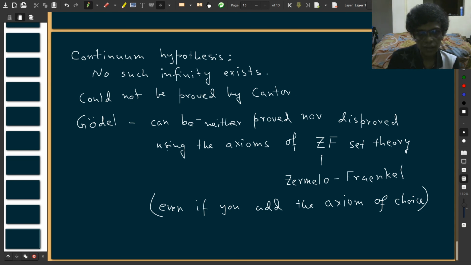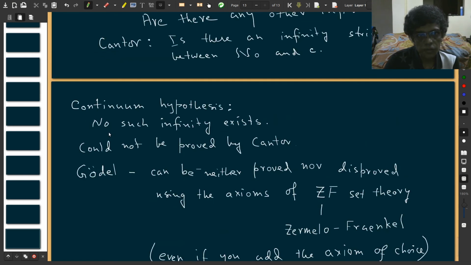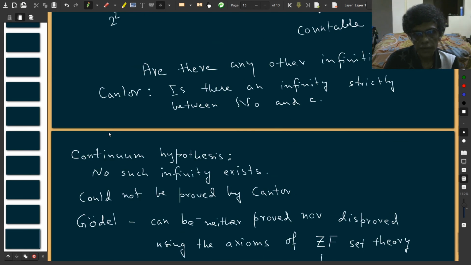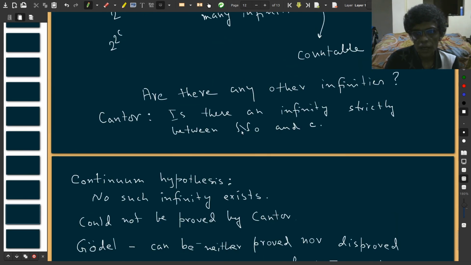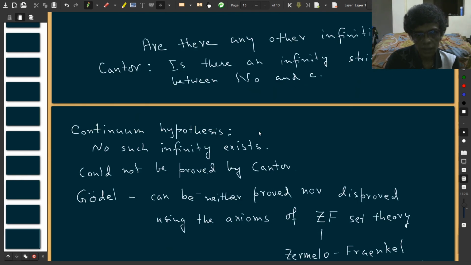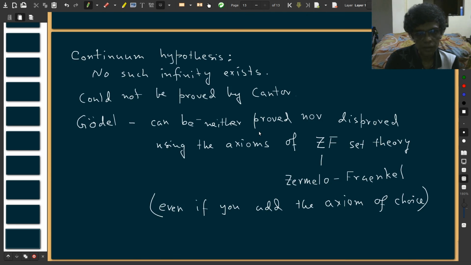Okay, it's a very stunning result, but Gödel's proof effectively, I would say, says this thing about the continuum hypothesis. There may exist an infinity between Aleph naught and C. There may be no such infinity, and it requires some extra axioms or some other things. Okay, it's not so easy to prove.